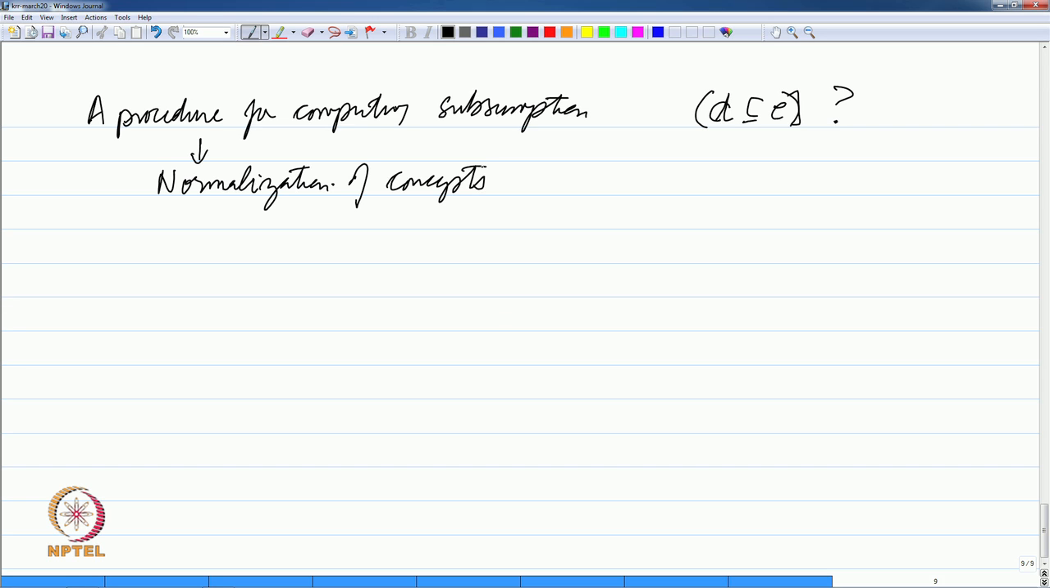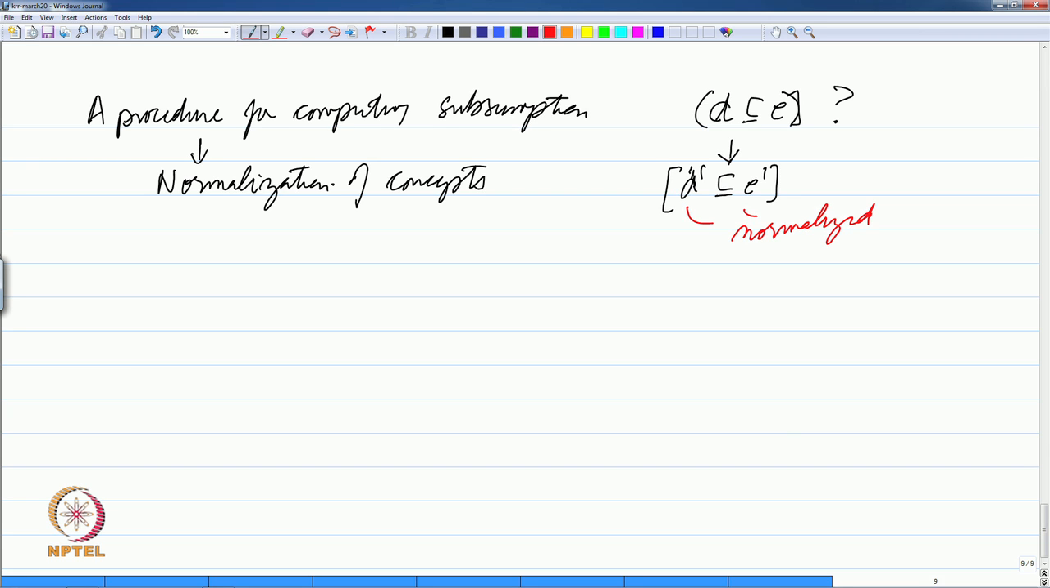So, in our case we will normalize these concepts and translate this question to: is D prime subsumed by E prime, where both these are normalized, and we are looking at the process of normalization now.